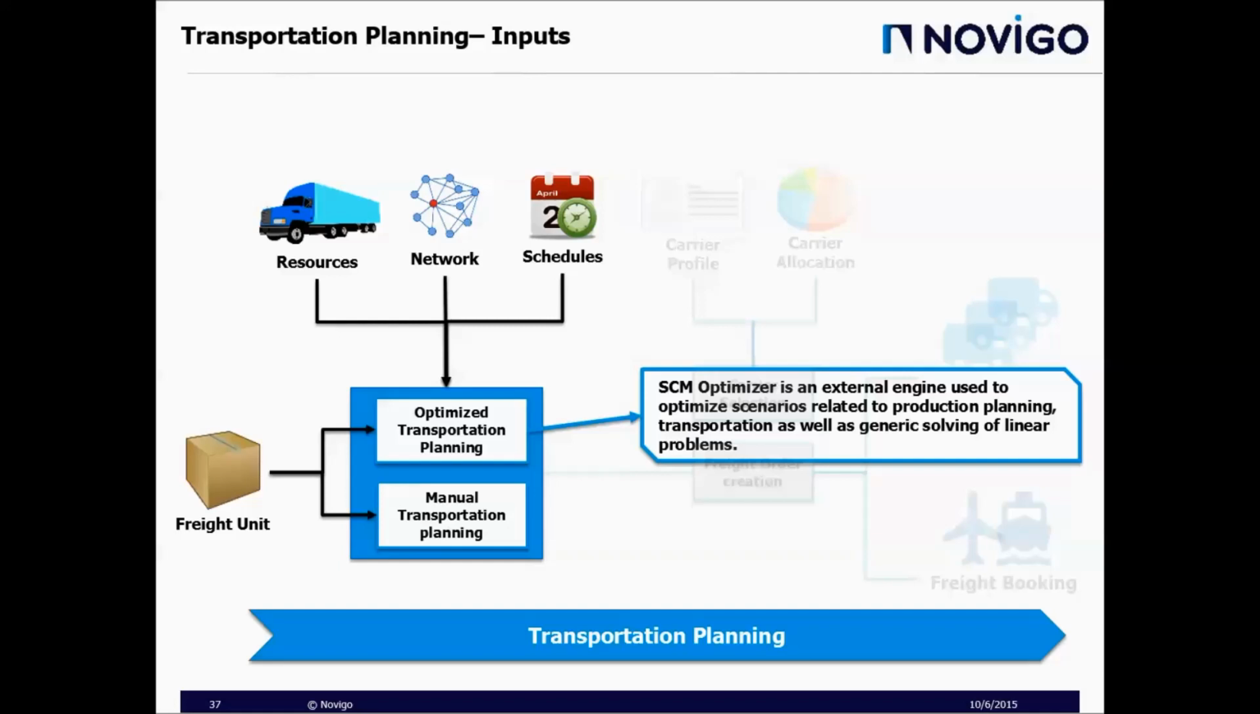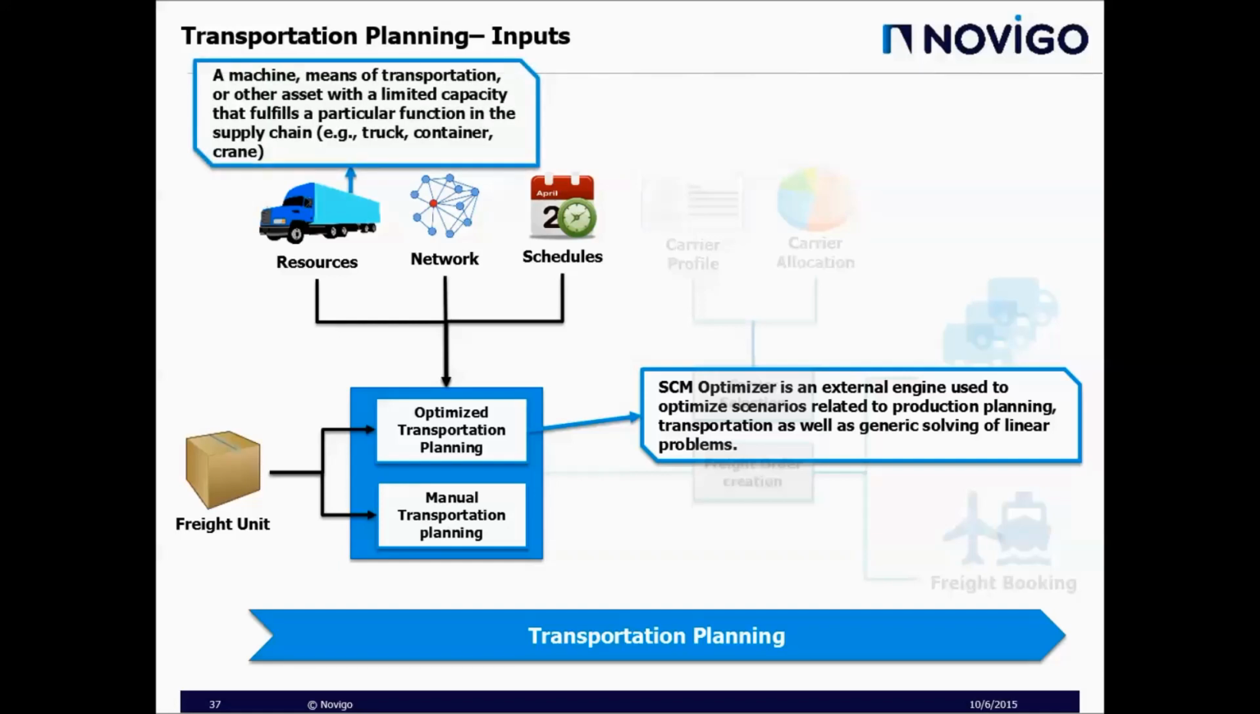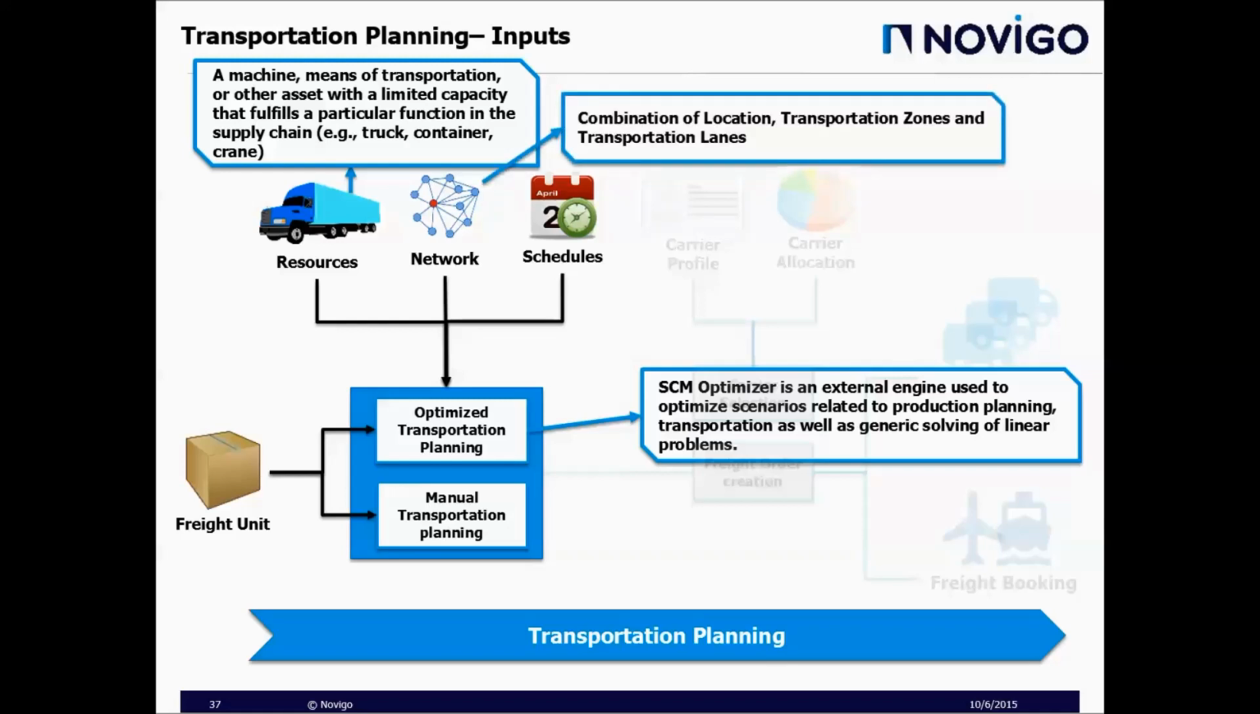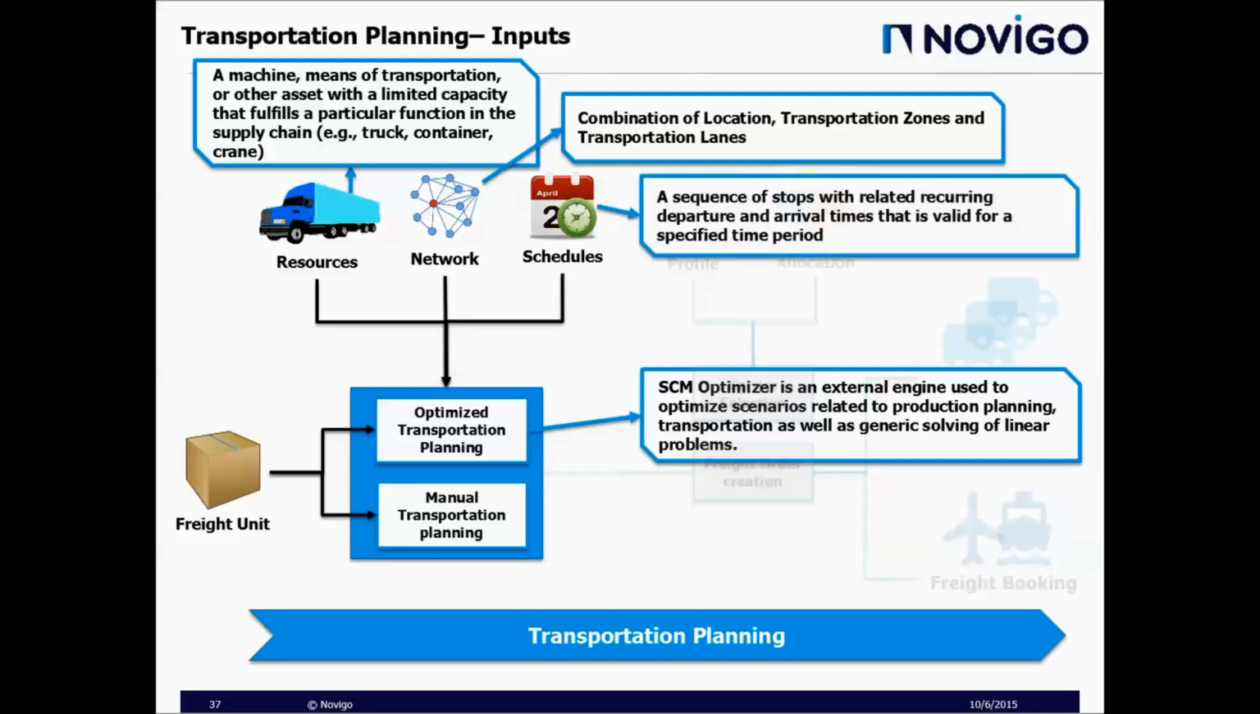The first one is resources. A machine, means of transportation, or other asset with a limited capacity that fulfills a particular function in the supply chain. Examples are truck, containers, and cranes. The next factor is network: a combination of location, transportation zones, and transportation lanes. The last factor which we need to consider is schedule: a sequence of stops with related recurring departure and arrival times that is valid for a specific time period.